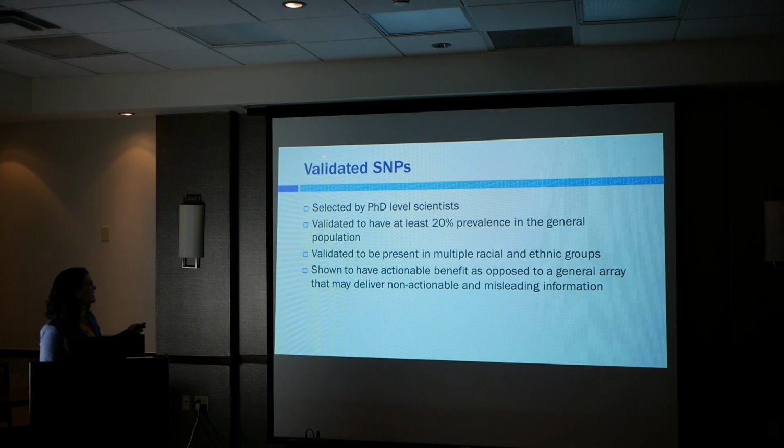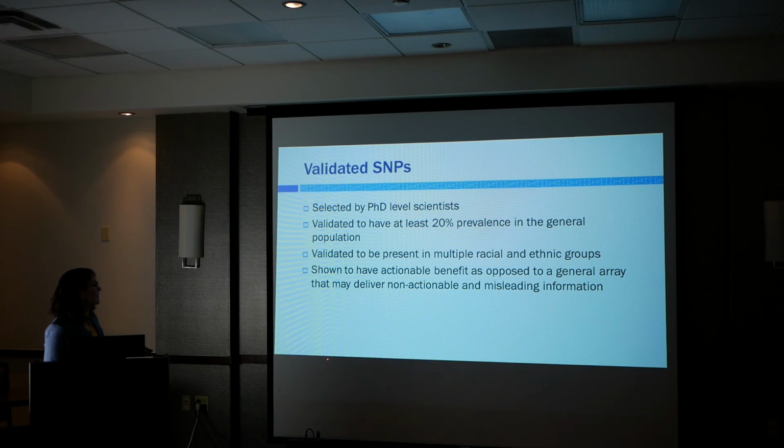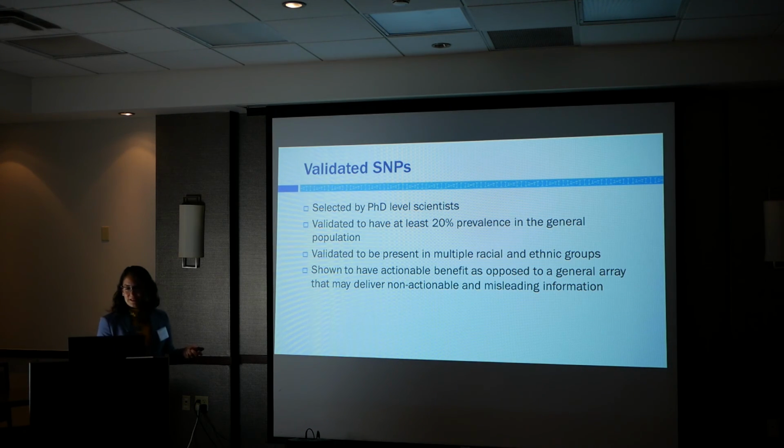So who is validating these SNPs? We need to have PhD level scientists. These need to be validated to have at least a 20% prevalence in the population. We want it to be present in multiple racial and ethnic groups. And then also to have actionable benefit as opposed to misleading us.